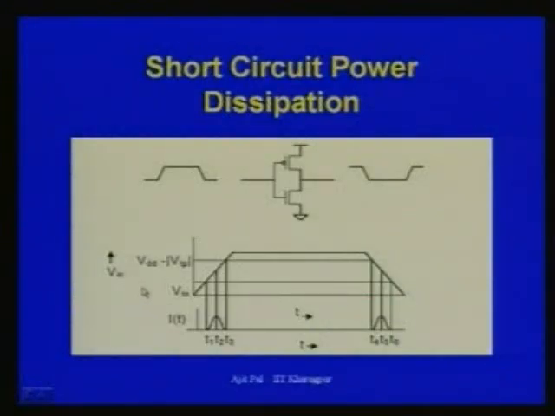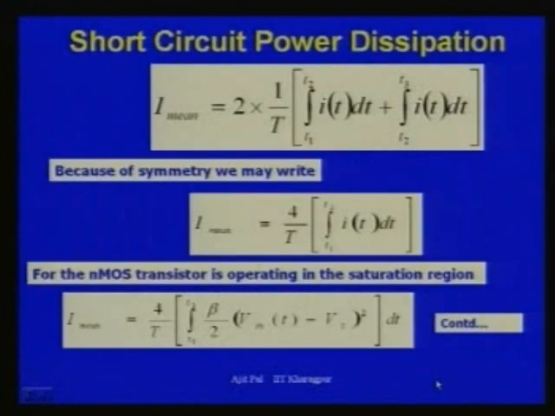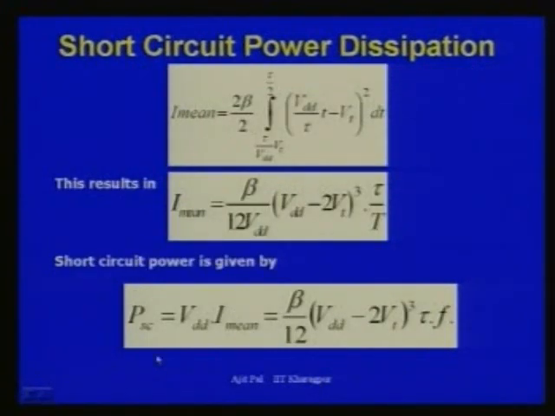And this also can be derived, the short circuit power can be found out. This is the derivation, and I am not going into the details of it. You can later on look into it in more detail. So, the short circuit power dissipation will be equal to, as you can see, beta by 12 into VDD minus 2 VT cube, tau into F. Tau is the rise time and fall time, and F is the frequency. We have assumed here both the rise times and fall times are the same for the sake of simplicity.